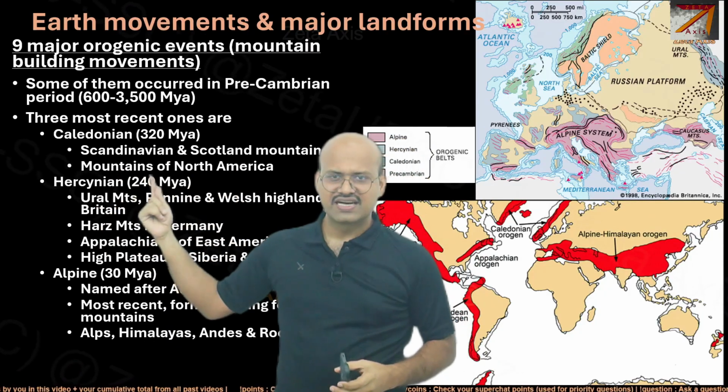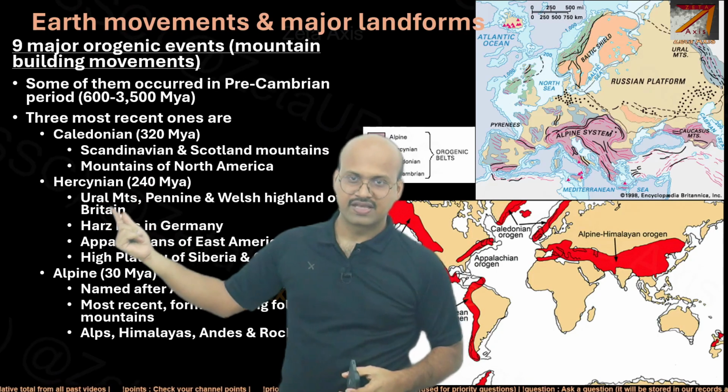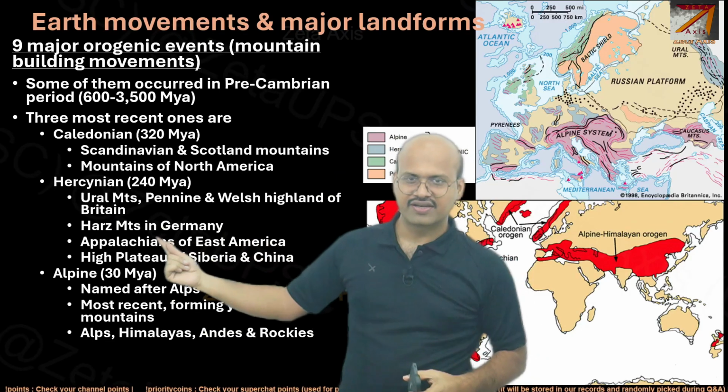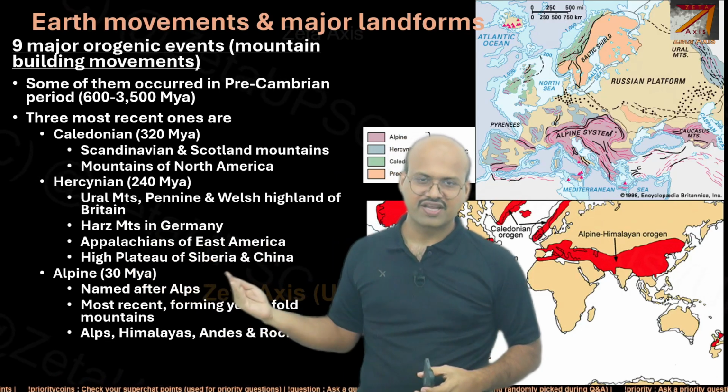Then there is the Hercynian orogeny which occurred around 240 million years ago. The Ural mountains, Pennine, Welsh Highlands of Britain, Harz mountains, Appalachians of East America, and high plateaus of Siberia and China.